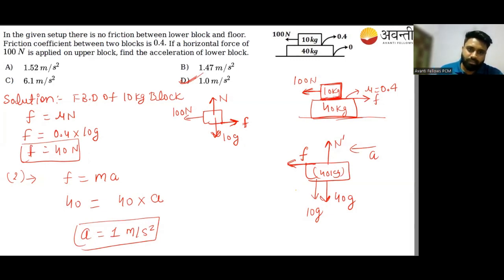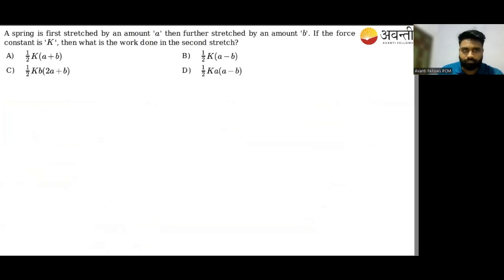Got it? Now, a spring is first stressed by an amount A, then further stressed by an amount B. If the force constant is K, then what is the work done in second stretch? So let me show you. Let's say this is our spring in the natural length. So there is no force acting on it.